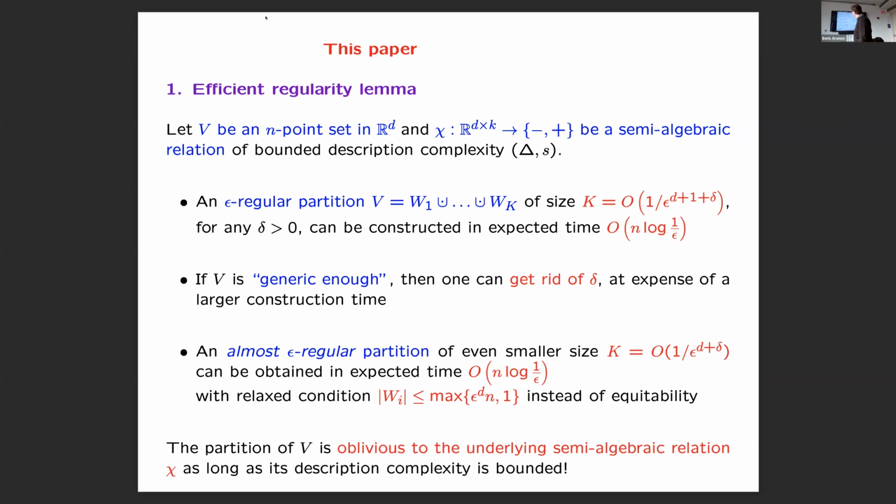semi-algebraic relations. And before we proceed, let me also mention that after this result was made public, Theodore and you managed to get rid of delta in the exponent. But to the best of my knowledge, the proof is not very constructive, and it uses more intricate algebraic tools.